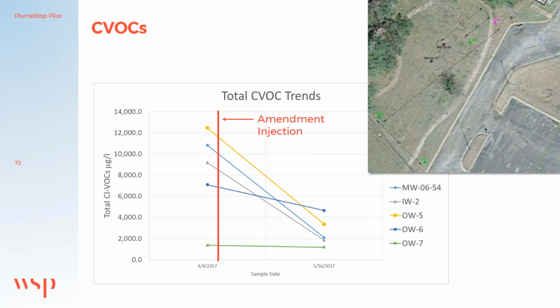Here it is, the VOC data. After only 1 month, probably before everything even settles down, we have an 80% total VOC concentration decrease 50 feet from the injection point. That's pretty phenomenal.